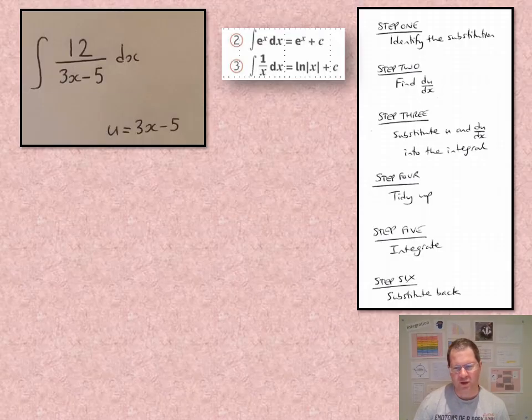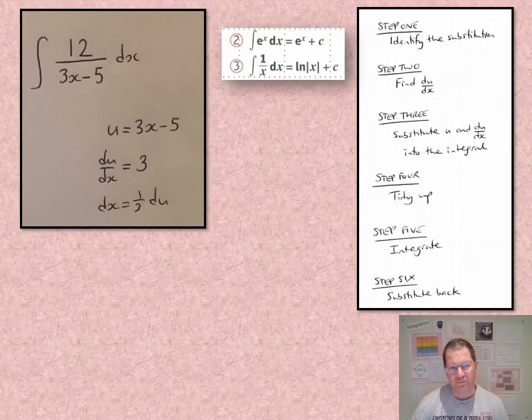Sometimes you'll be told what substitution to use, but not always. In this example I'm going to make that decision for us. We know from number 3 in a little box at the top middle that the integral of 1 over x dx is log x plus c. So when we have a linear function on the denominator, it seems like a good idea to use that as our substitution. So I'm going to suggest that u equals 3x minus 5. So that was step 1, to identify the substitution: u equals 3x minus 5.